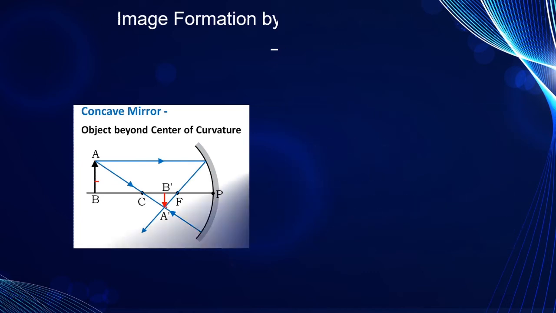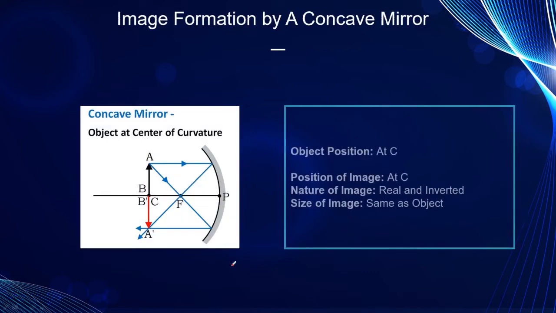We go to case 3, and in case 3, now my object is at C. I don't know why, but this is an all-time favorite question. Almost every second year, the board has a question related to this ray diagram. In this, my object is at the center of curvature. Got it? So again, I do the same thing.